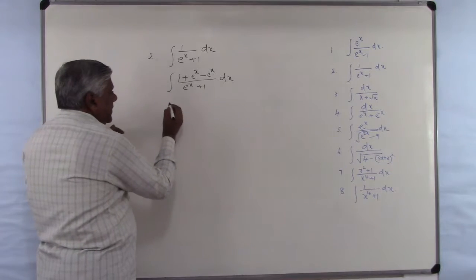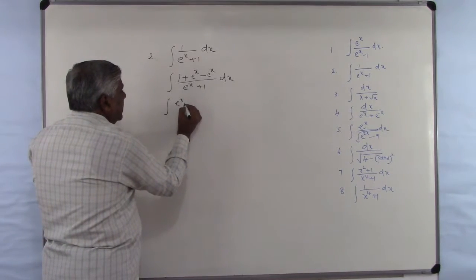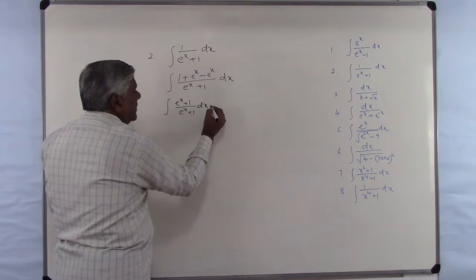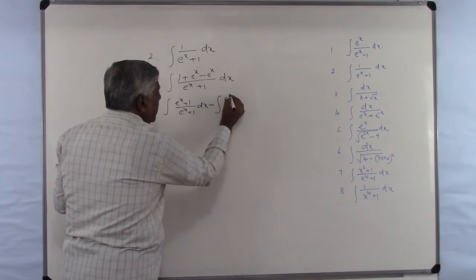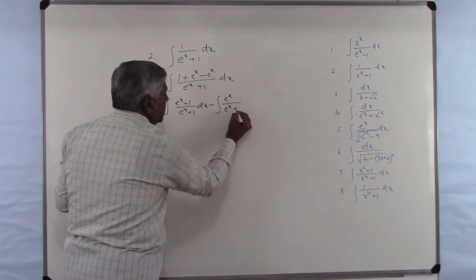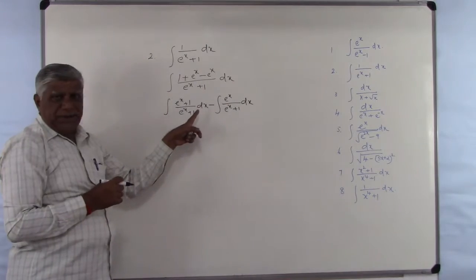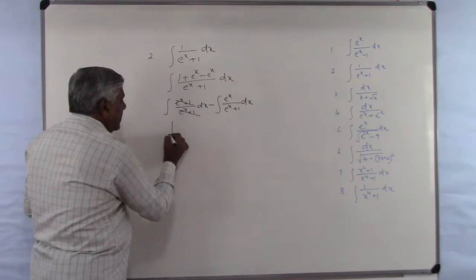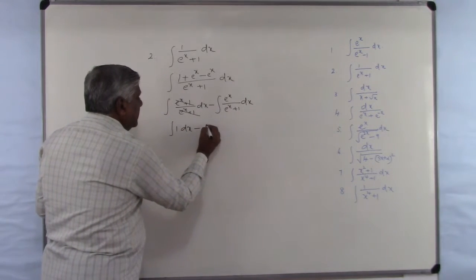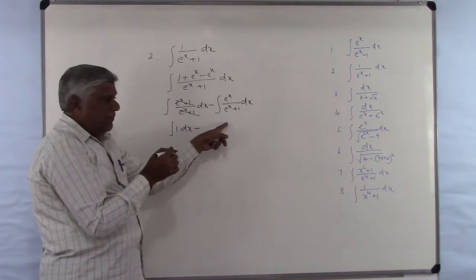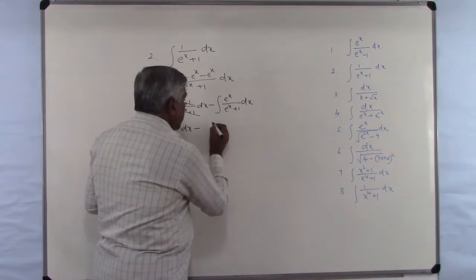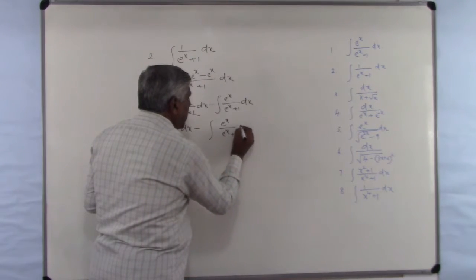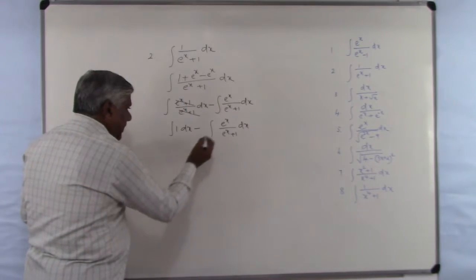Now we will separate this. e to the power of x plus 1 divided by e to the power of x plus 1 into dx minus integral e to the power of x divided by e to the power of x plus 1 into dx. This we have made separate. Therefore, this gets cancelled. Integral 1 into dx minus, now this is a separate integral we have to do. For this, integral e to the power of x by e to the power of x plus 1 into dx, I will do it separately here.